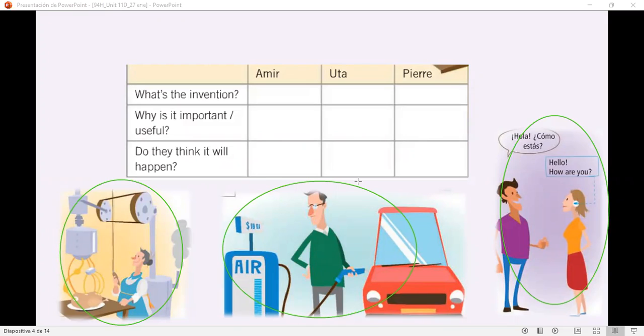For example, in this one you have, hola, ¿cómo estás? Y luego tiene, hello, how are you? What do you think this invention is about? Is it a translator? Could be a translator, very good. Because you have one language at the beginning, and then you have another one. Could be a translator, good.